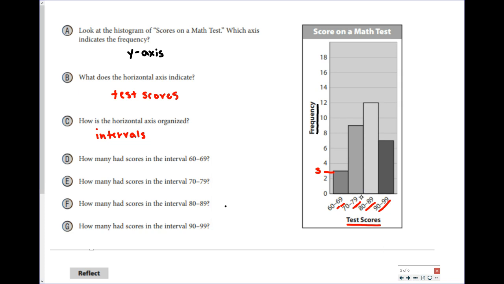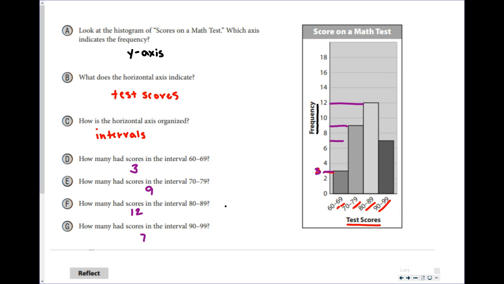So letter D, E, F, and G are asking you questions about reading the graph. So how many scores in the interval 60 to 69? Well, I already kind of started that. If I draw my line over, it's between 2 and 4, so that means there's 3. How many scores in the next interval, 70 to 79? Well, that would be 9 when I draw the line over. How many scores in the interval 80 to 89? That would be 12. It goes up to here at 12. And then how many scores from 90 to 99? That is 7.